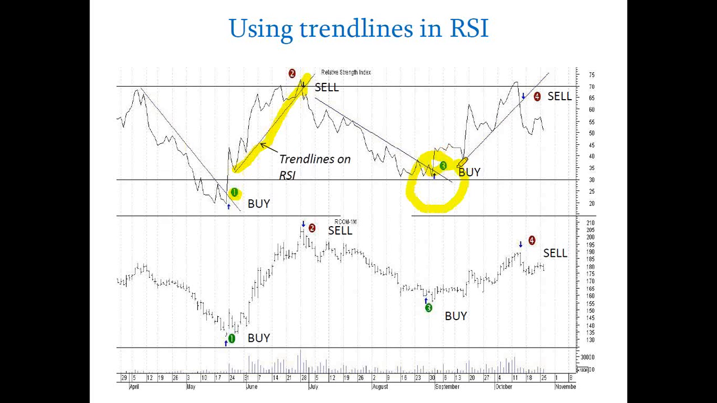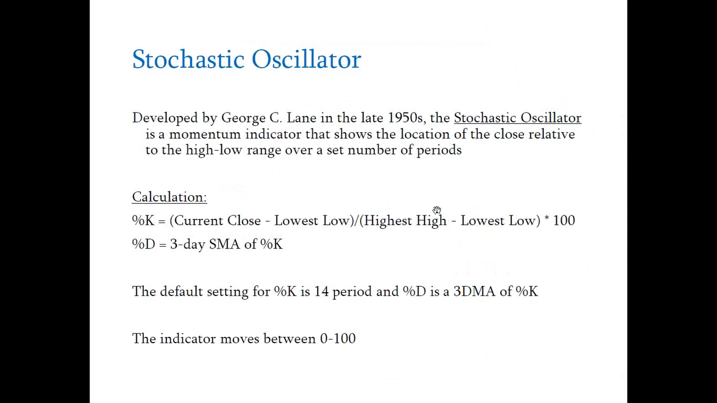Again, if it breaks above the trend line, it gives a buy signal. Again, it breaks below the trend line, it gives a sell signal. So what we have done is we have used the RSI on its basic principle, which is 70-30, and again we have used the same RSI with the trend lines. So that was all about RSI.